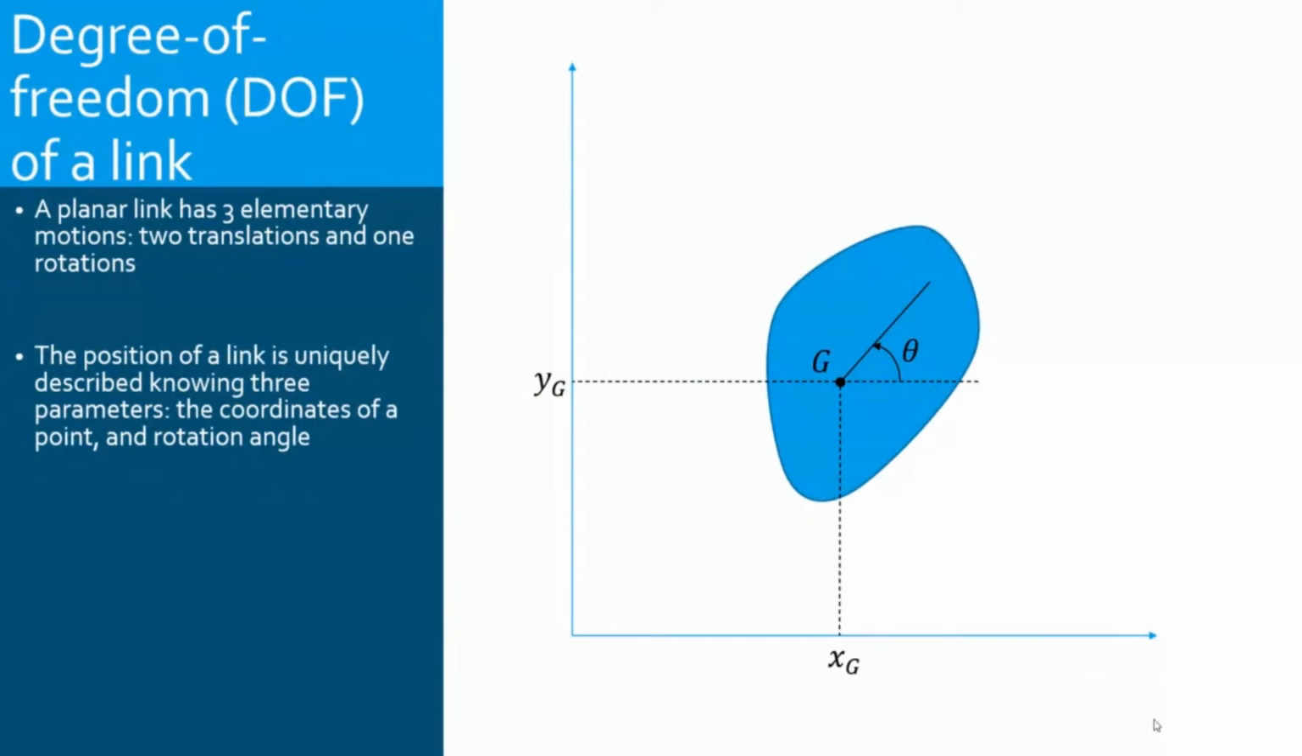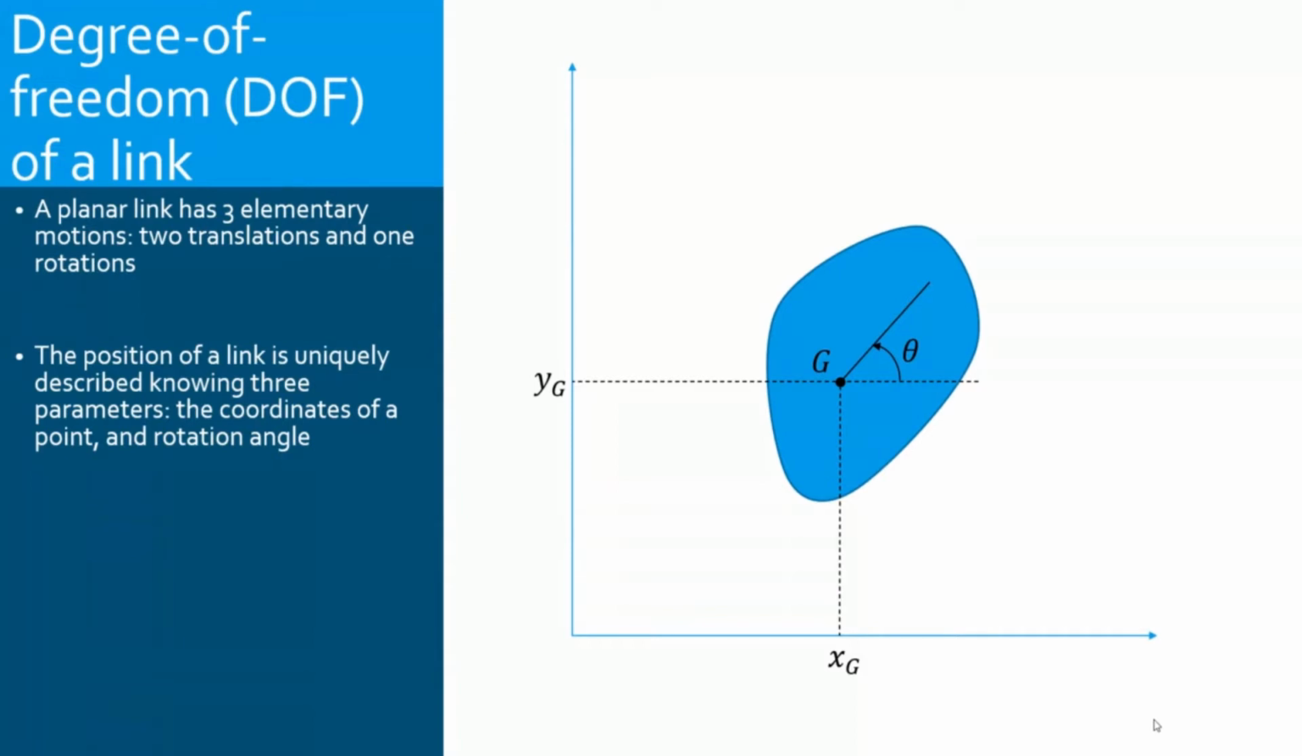Now, because having only these 3 elementary motions, I will need only a set of 3 parameters to describe the position at any time. So if I want to know the position of the link or the rigid body in 2D, in plane, at any time, I just need 3 parameters, a set of 3 parameters.